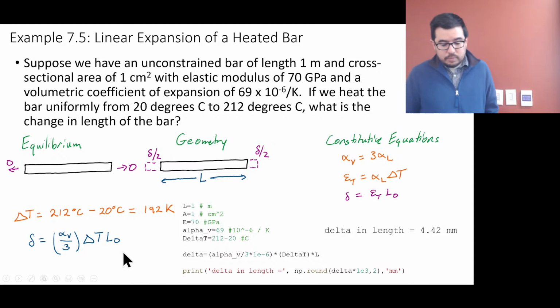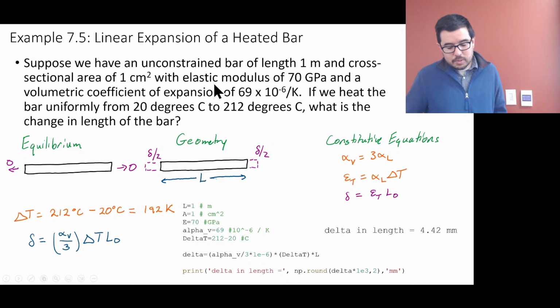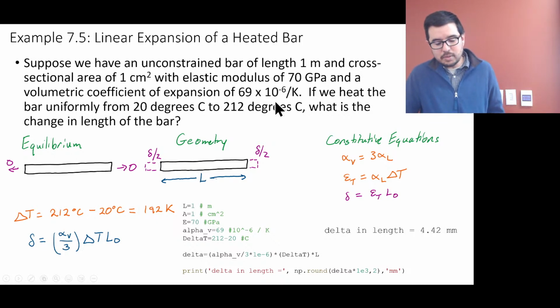Okay, so now we know the elastic modulus, but do we need the elastic modulus? Not really. We have a volumetric coefficient of expansion of 69 times 10 to the minus 6. That's great. What is the change in length of the bar? Well, we can divide either way, right? We can divide that by 3 if we want.